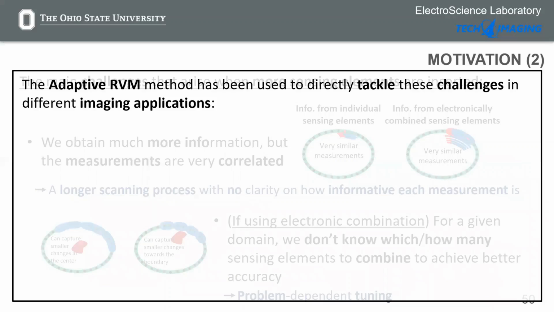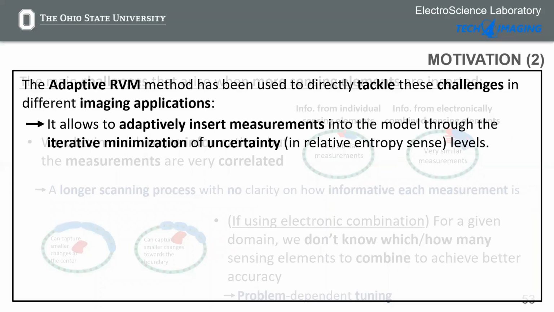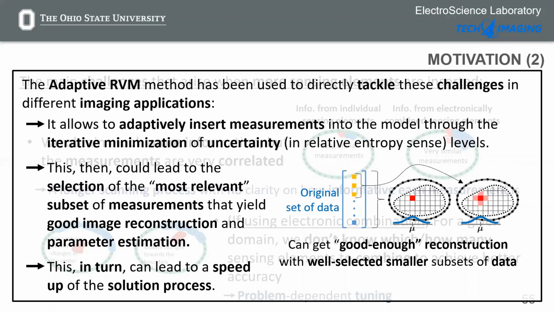Now, to address these challenges, in the literature, there have been attempts to use the adaptive RVM in different imaging applications. So for instance, the idea there is to adaptively insert measurements into the model through the iterative minimization of uncertainty. With that, we simply select a subset of the most relevant measurements so that we still obtain good performance in terms of image reconstruction and parameter estimation. This, in turn, leads to a speed up of the solution process.